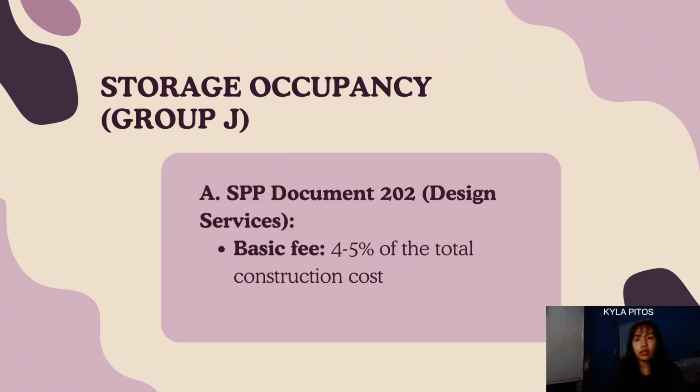So to proceed with the examples of professional fees, under SPP document 202, or again the design services, it has a basic fee of 4 to 5% of the total construction cost, since storage buildings often have a simpler design focus compared to other types of occupancies that are more elaborate.